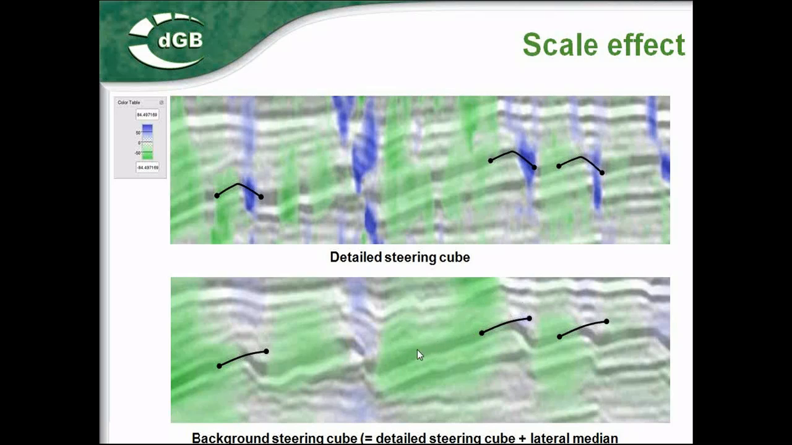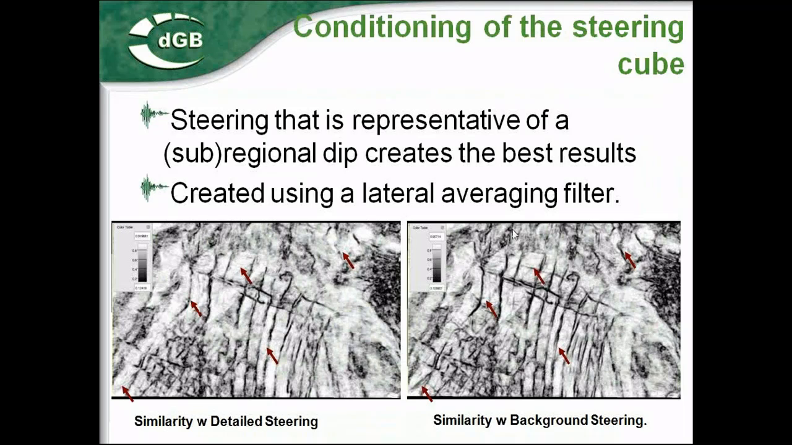On the other hand, if you're in just a dipping fault block, that filtering operation won't do much. You will still get a correct similarity measurement, because the subregional dip is good enough there to guide the trace pairs to the correct position on the seismic reflector. That's an essential step, and I will show you the difference.